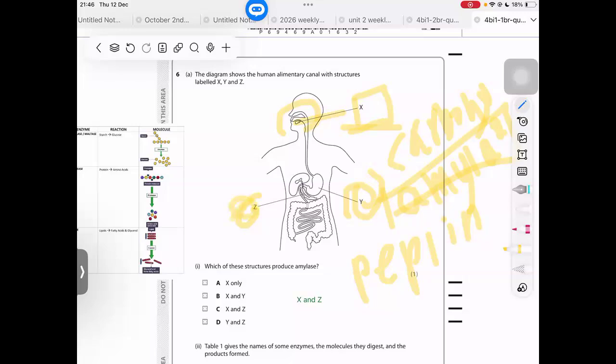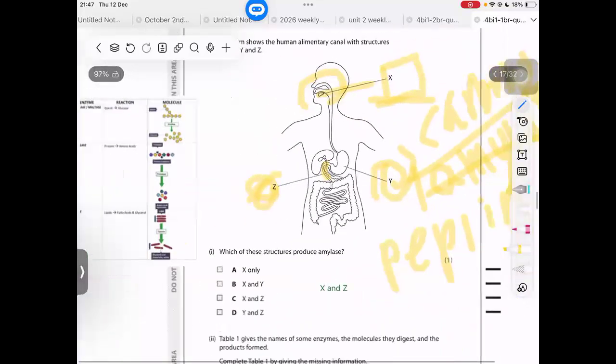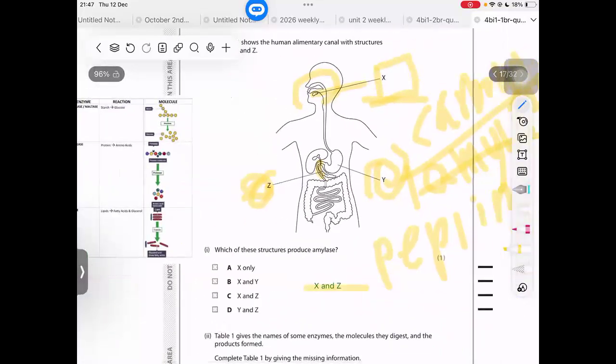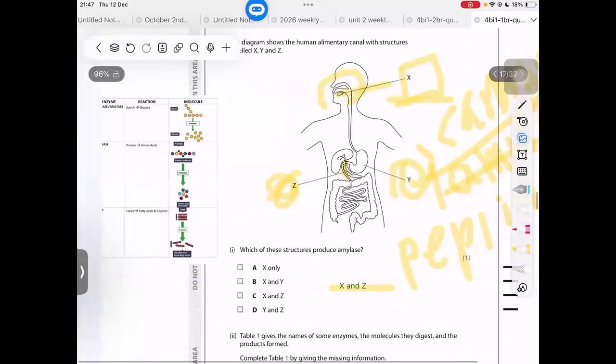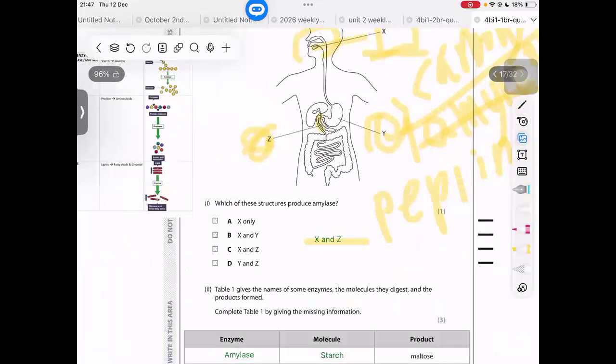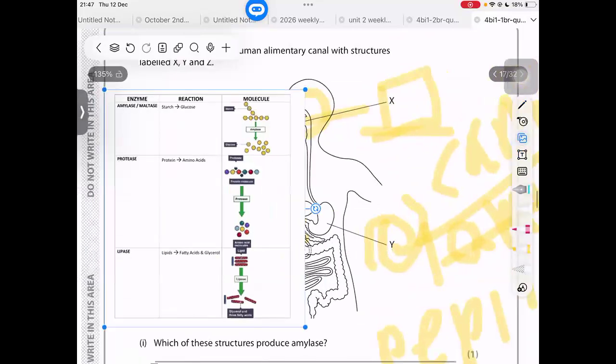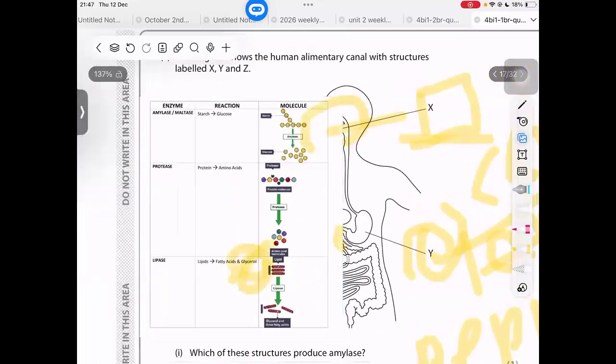But if you take Z, the pancreas produces the enzymes required for digestion of almost all the molecules, even proteins, fats, carbohydrates. And it releases these enzymes into our small intestine. So therefore, Z also produces amylase. X and Z are the structures. The pancreas and the salivary glands in the mouth are the structures which produce amylase.